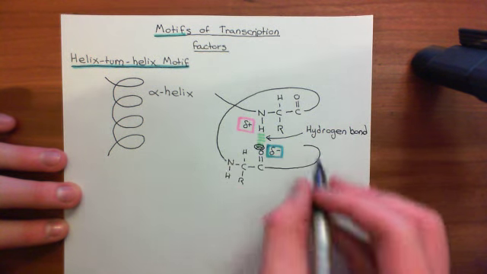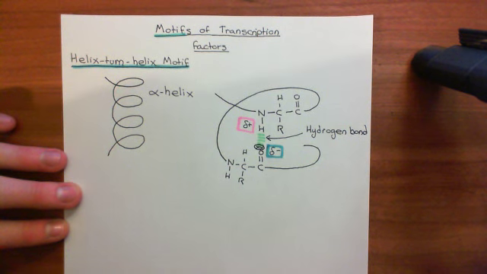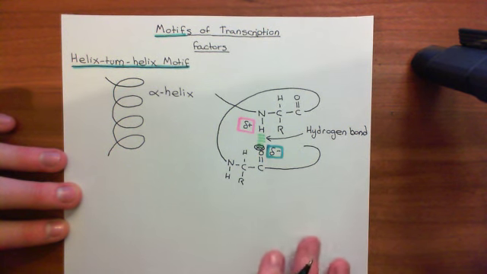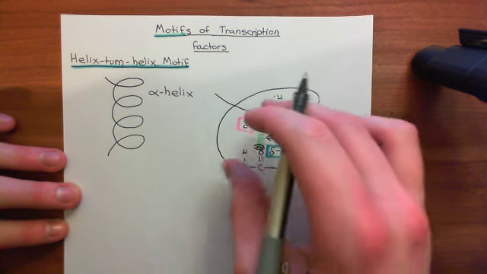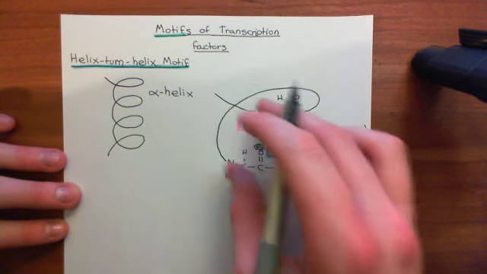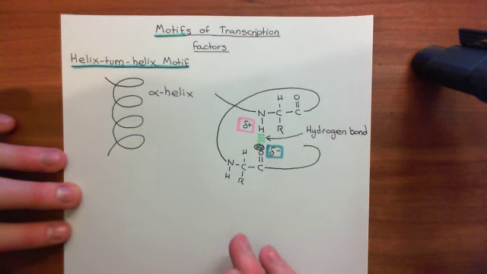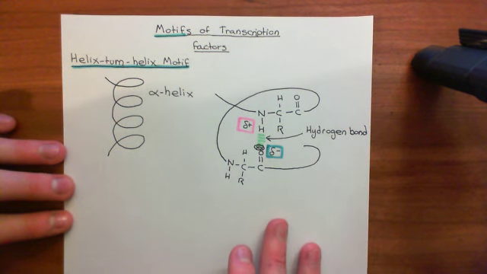So the polypeptide is held in this alpha helical shape via these hydrogen bonds that form between amino acids that are running parallel above and below each other, basically. Okay, so that's how alpha helices form.